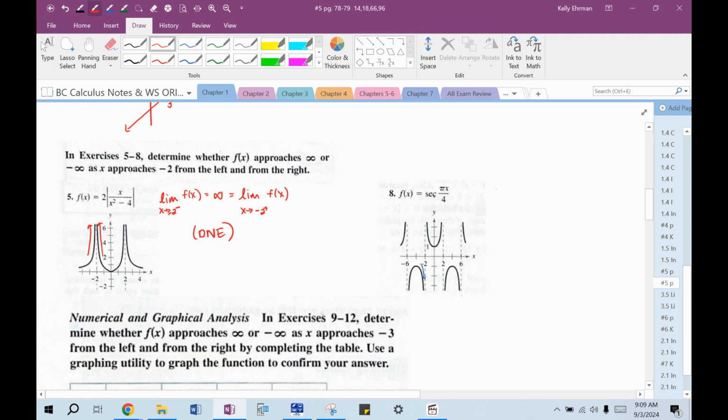All right, here's a graph of secant of pi x over 4. And we're still looking as we approach -2. So to the left, the graph is headed down to negative infinity, and to the right, we're headed up. So I'll write out both of these limits. The limit as x approaches -2 from the left of f of x is equal to negative infinity. And the limit as x approaches -2 from the right of f of x is equal to positive infinity. And again, both of those limits do not exist. We're just describing in which direction they're unbounded.